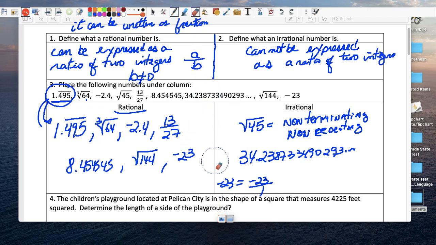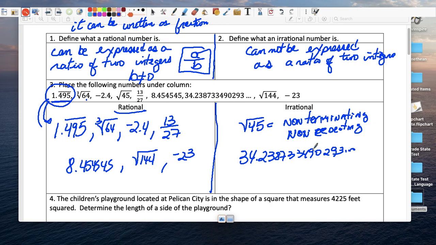You really need to know what a rational and an irrational number is. Okay? Rational numbers, again, can be expressed in this format, right? As a fraction, as a precise relationship between two integers, okay? So every single number on the left side can be written as a fraction, right?